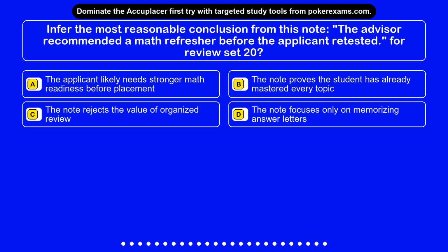Question 14. Infer the most reasonable conclusion from this note. The advisor recommended a math refresher before the applicant retested. For review set 20. Option A. The applicant likely needs stronger math readiness before placement. Option B. The note proves the student has already mastered every topic. Option C. The note rejects the value of organized review. Option D. The note focuses only on memorizing answer letters.